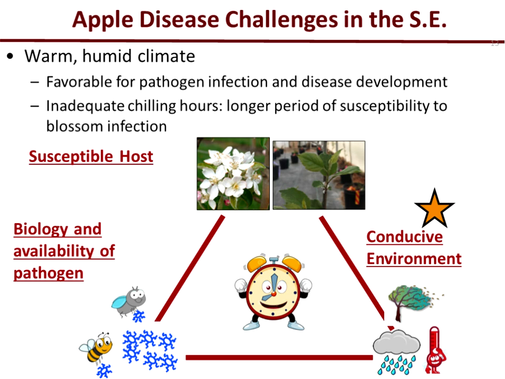Oh, also I wanted to mention that another concern we have is not necessarily the environment during the growing season. We also have to consider the environment toward the winter. So the mild winters that we've had here really present a challenge with inadequate chilling hours. When we have inadequate chilling hours, what will happen is we'll have a staggered bloom period, which means that we have a longer period of susceptibility to things like blossom infection in fire blight here.